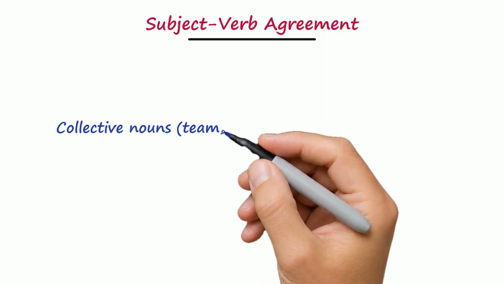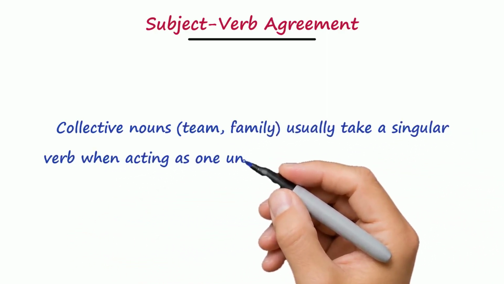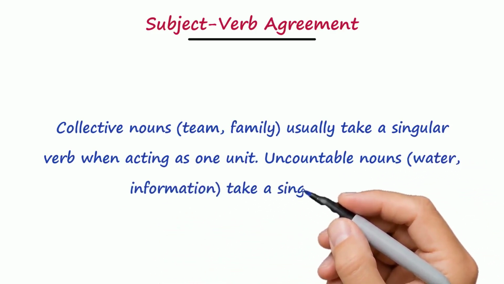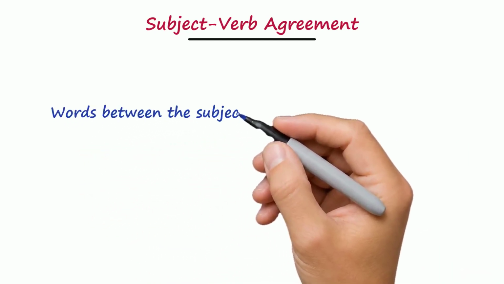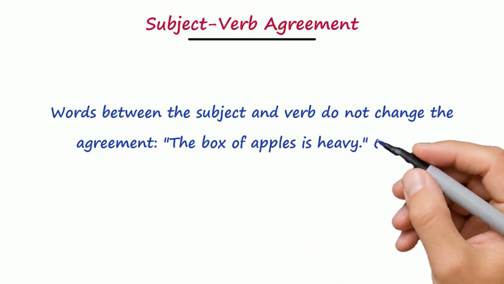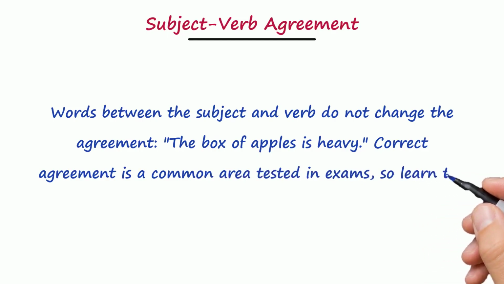Collective nouns, team, family, usually take a singular verb when acting as one unit. Uncountable nouns, water, information, take a singular verb. Words between the subject and verb do not change the agreement. The box of apples is heavy. Correct agreement is a common area tested in exams, so learn the rules carefully.